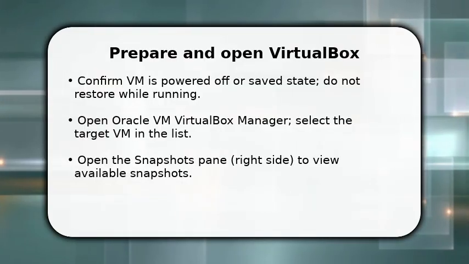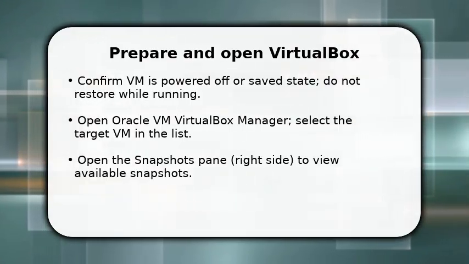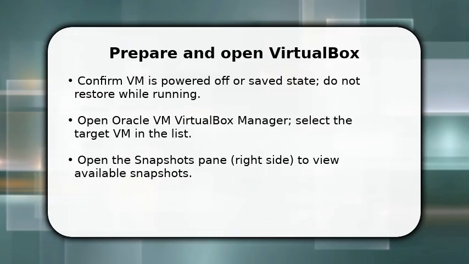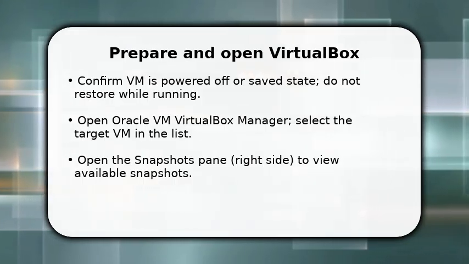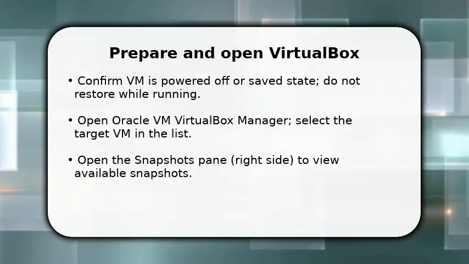You start by making sure the virtual machine is not running. Restoring requires the VM be powered off or in a saved state. Once done, open Oracle VM VirtualBox Manager and click the VM you intend to roll back.